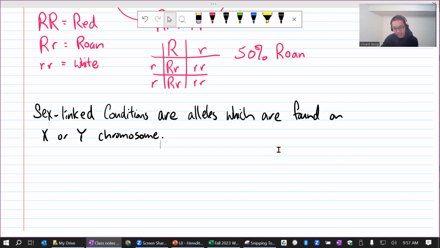If it's X-linked, who's more likely to get it? If we have an X-linked recessive condition, who's more likely to get it? Male or female? Female? Did you say female? Yeah. X-linked recessive. Who's more likely to get it? Male or female?